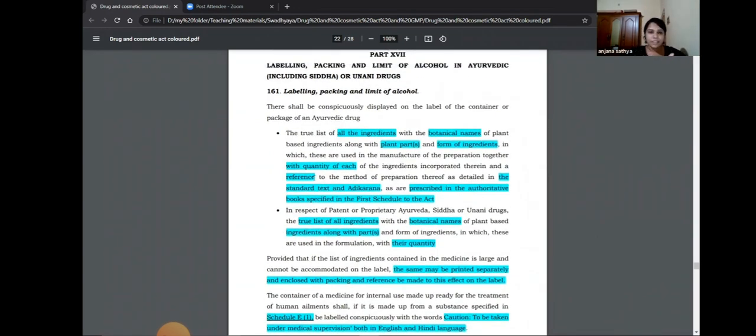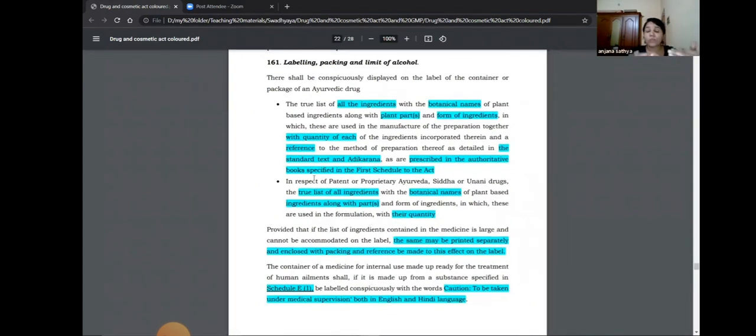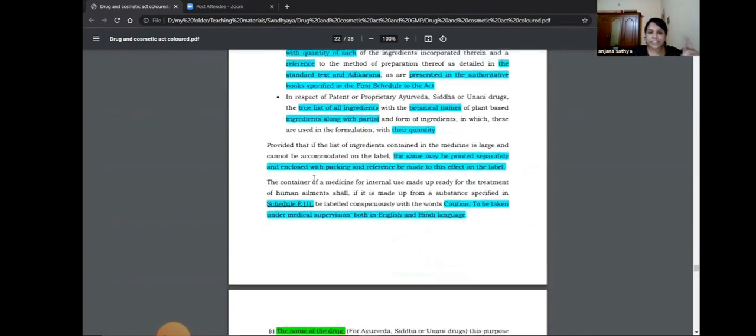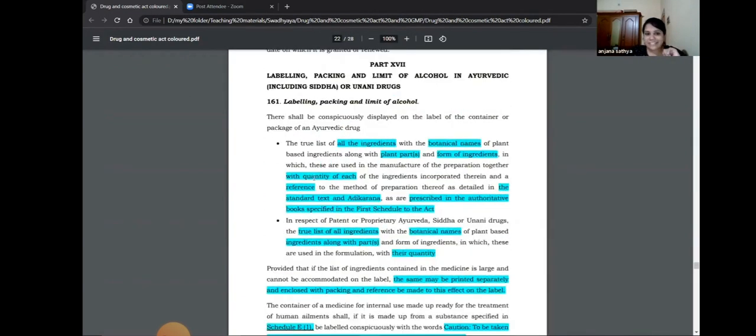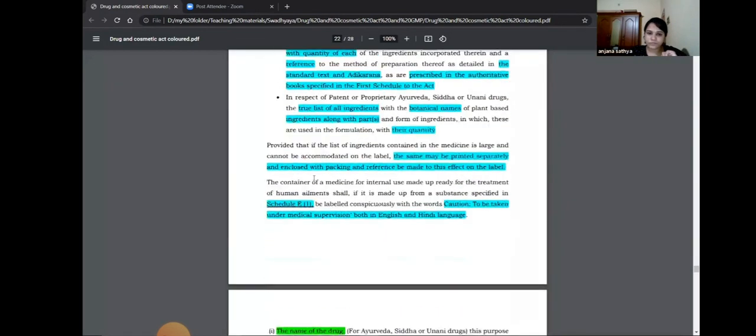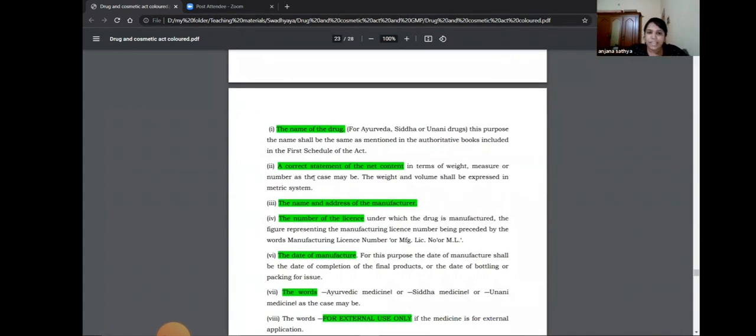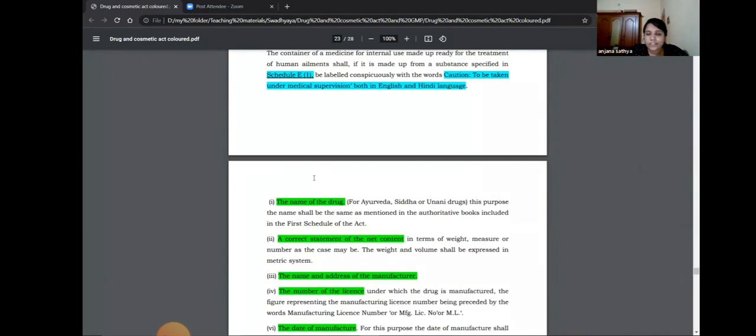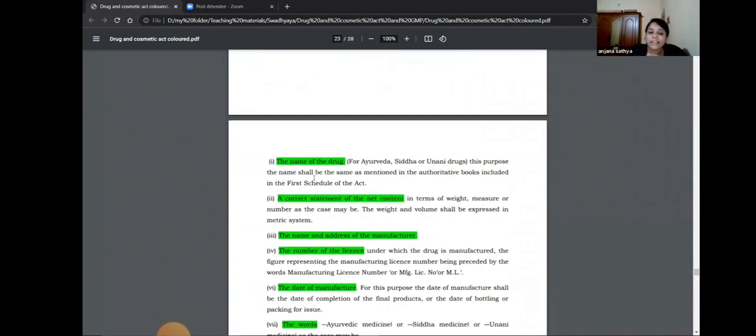So what all should be explained, or what all should be included in a label, has been explained in rule number 161. So the name of the drug has to be there, and the correct name of the drug and the reference also. The adhikara and reference also has to be mentioned. The reference book has to be mentioned, and a correct statement of net contents in terms of weight, measure, or number. So you have to include the correct statements of the content with the botanical names of each content with their quantity also. Then the name and address of the manufacturer.